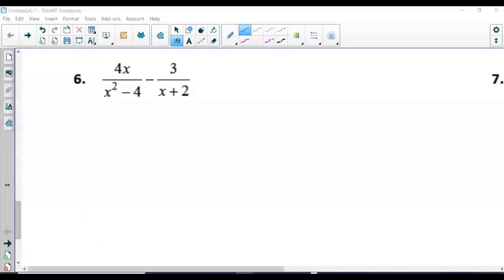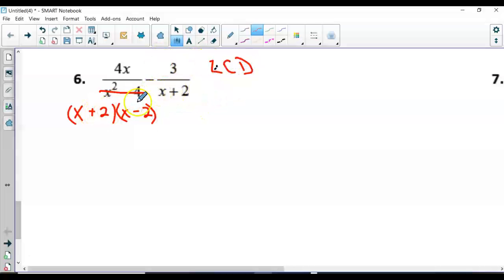In this video, we're going to do more complex LCDs. So we need to factor first before we find the LCD. So the factors of x squared minus 4 are... we're going to actually not use that anymore. We're going to use the factored form of x plus 2, x minus 2. So now we can find out our LCD.